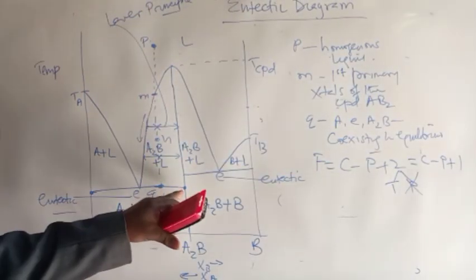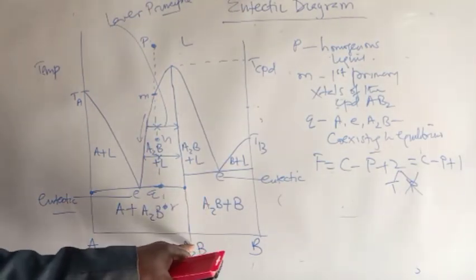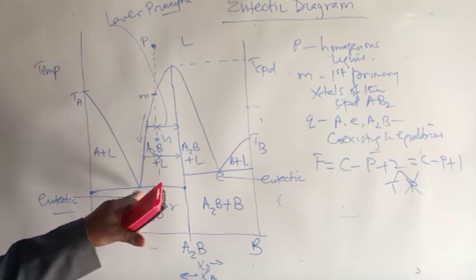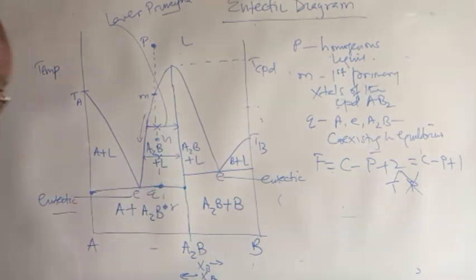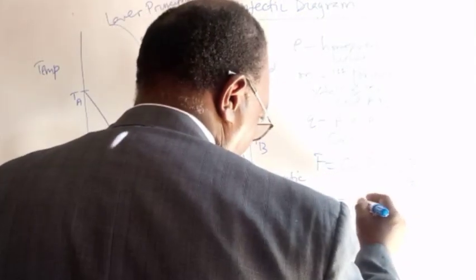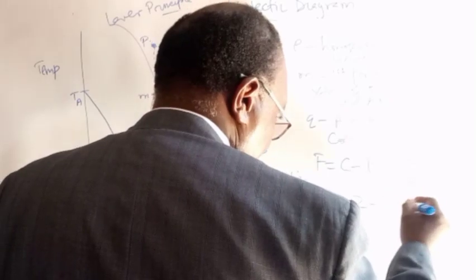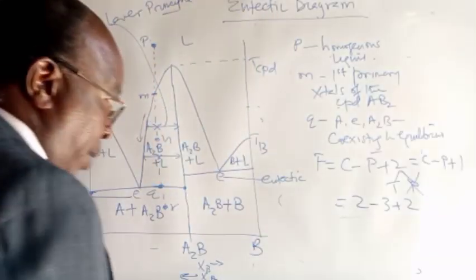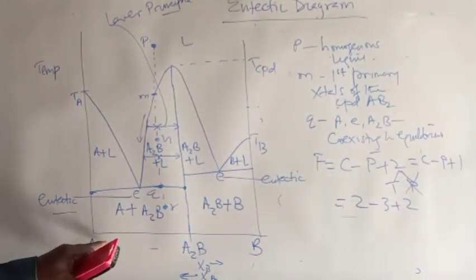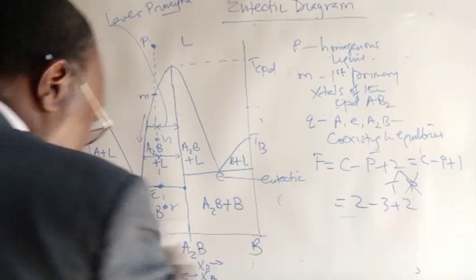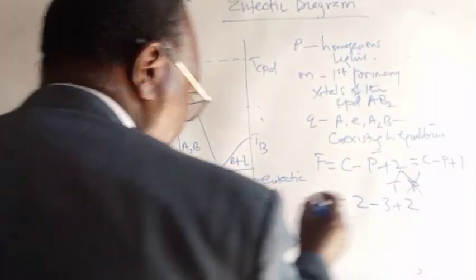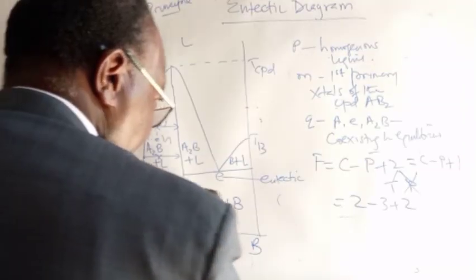So in this region, we have three phases: A2B, the compound, the eutectic mixture, and A. So basically what do we have? We have two components in this particular system. We have three phases here coexisting in equilibrium at that particular point. We have three phases coexisting in equilibrium at that point.